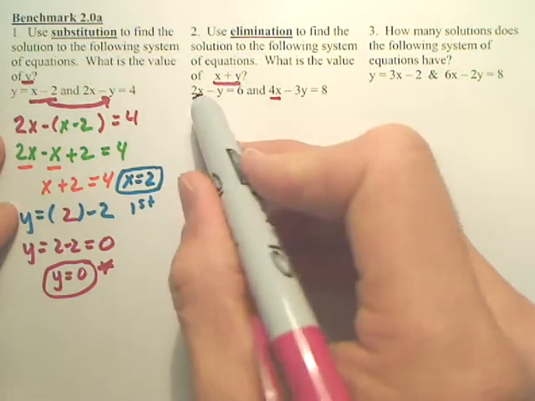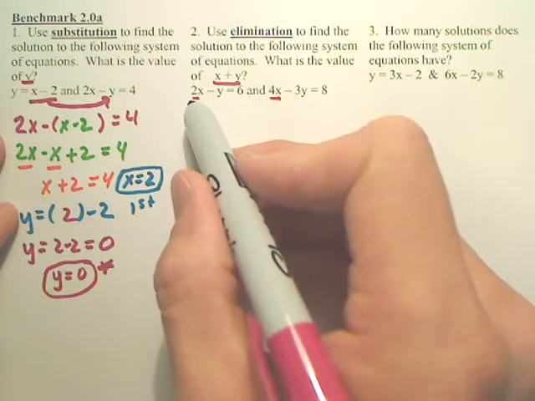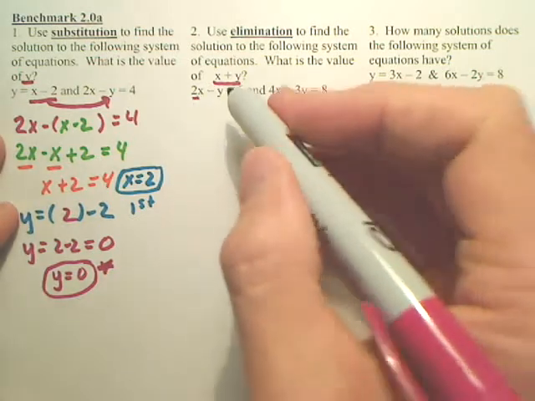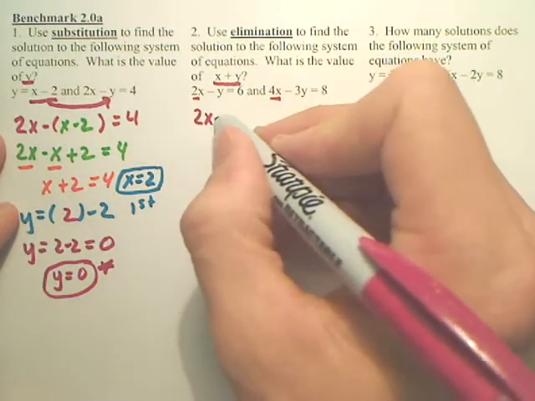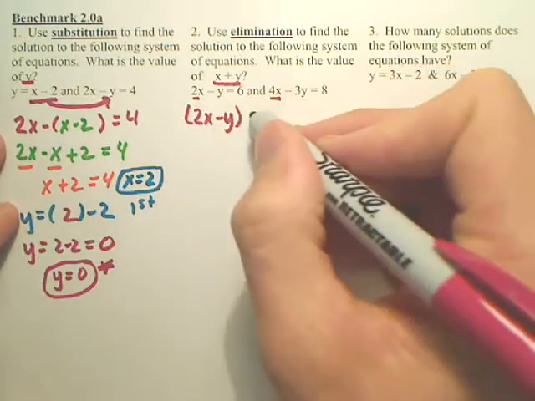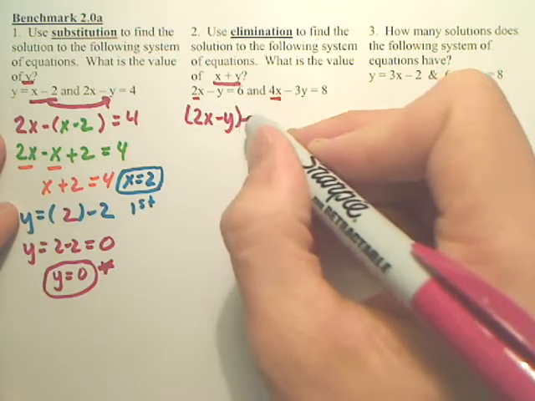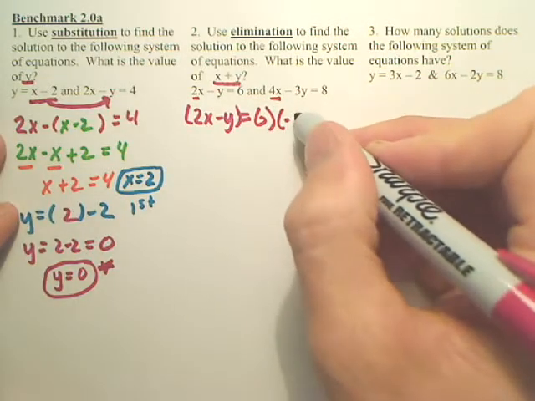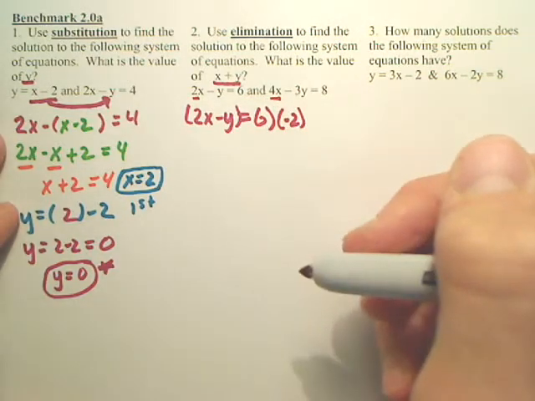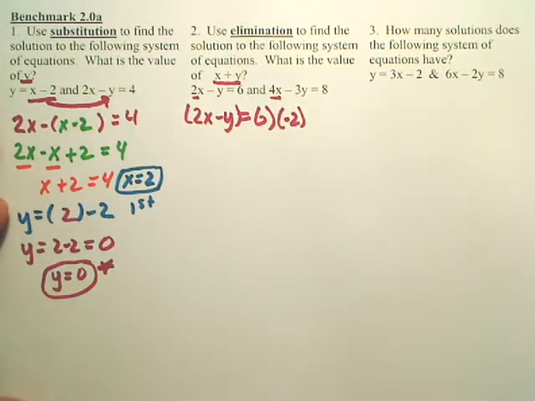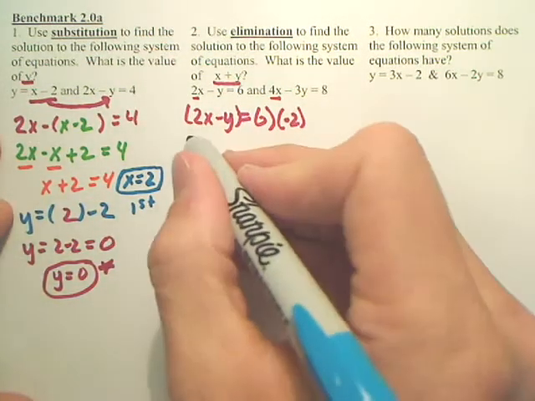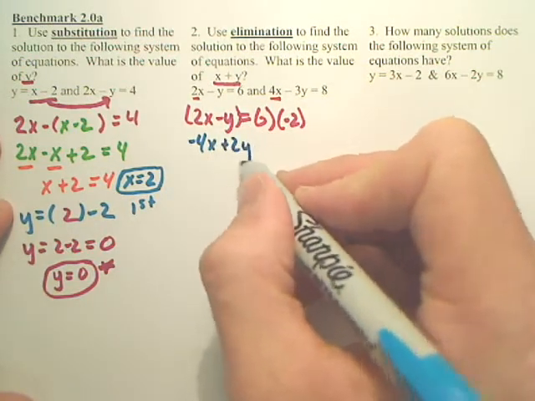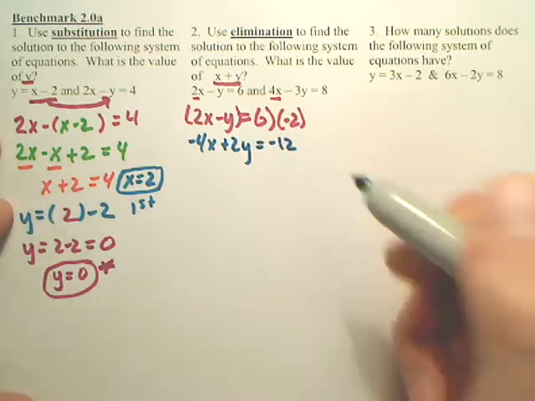So in order for this 2x to cancel with that 4x, doesn't this have to become a negative 4x? And how do we get this to become a negative 4x? You multiply by negative 2. So let me write it out. 2x minus y equals 6. That parenthesis should be there. And you're going to multiply by negative 2, correct? Yeah. And when you multiply that by negative 2, you're going to get negative 4x. Negative 2 times this is positive 2y, and equals negative 12.